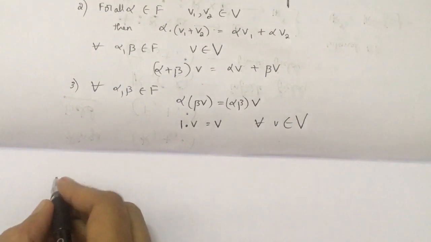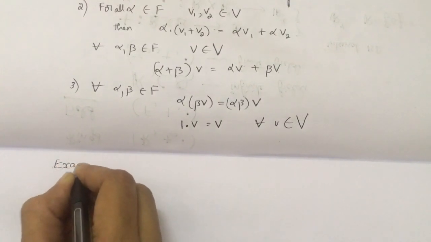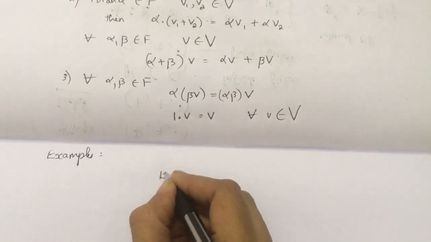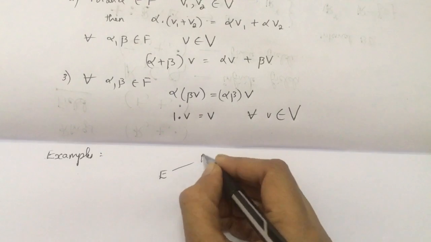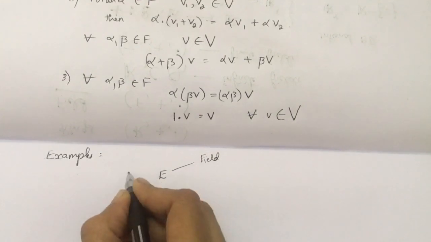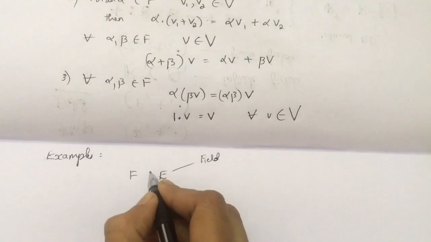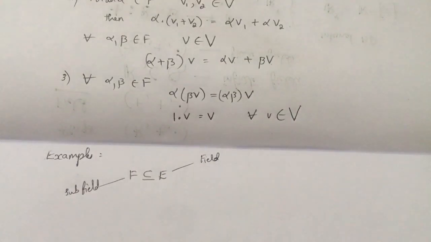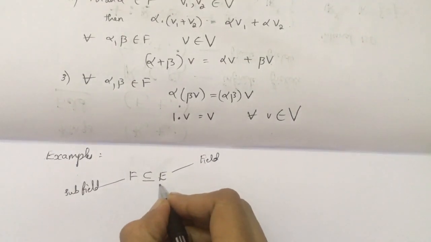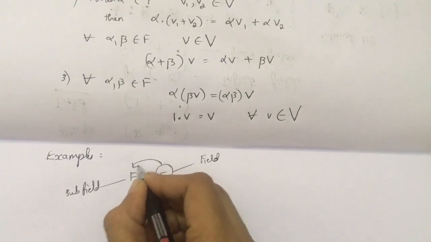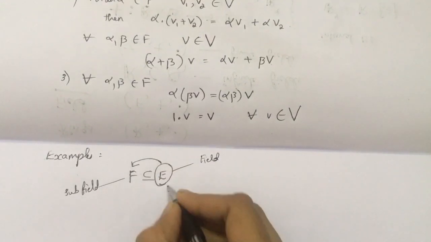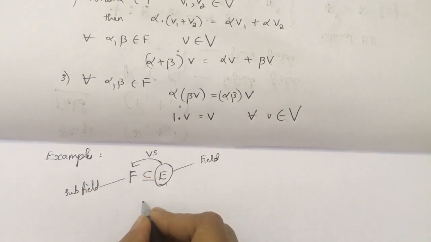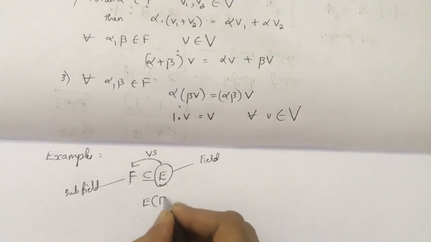Let me give a few basic examples of vector space. Suppose I consider E as a field, and let me call this F, which is a subfield. Now, this field E forms a vector space over the subfield F. E forms a vector space over F.